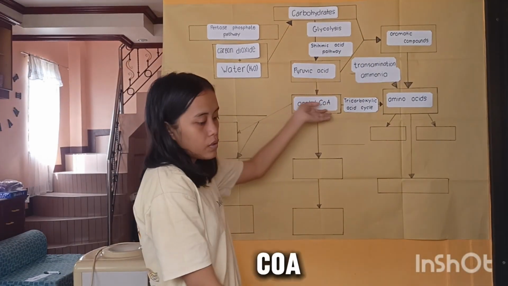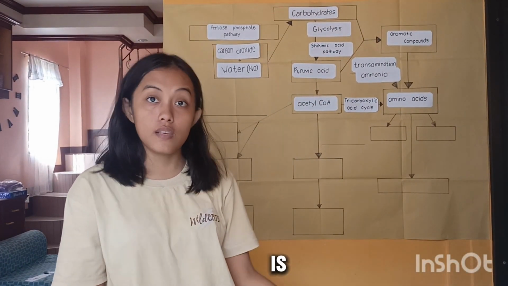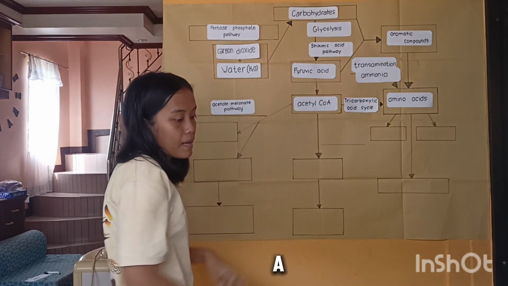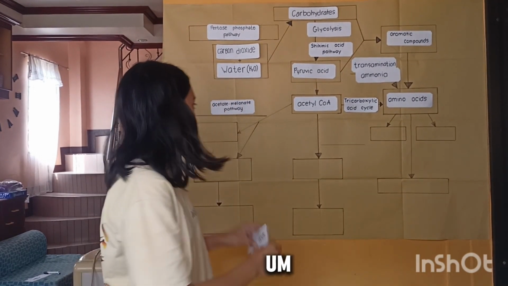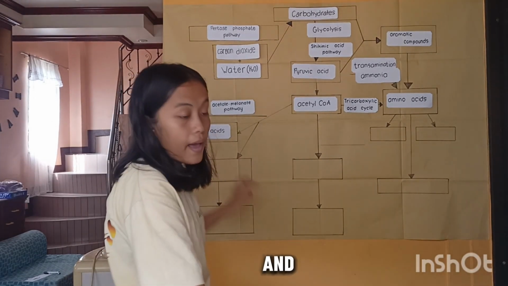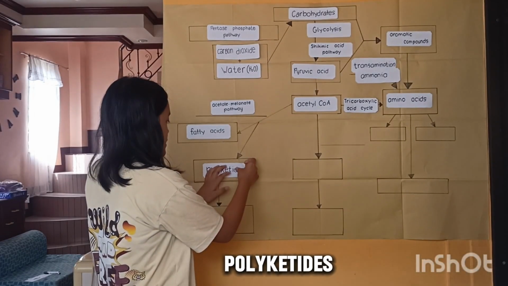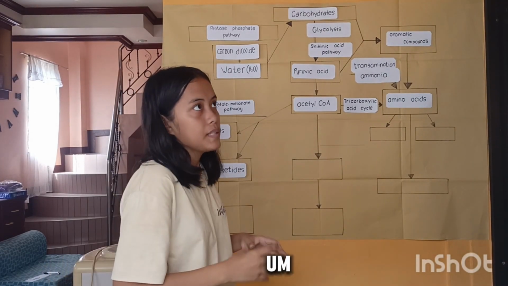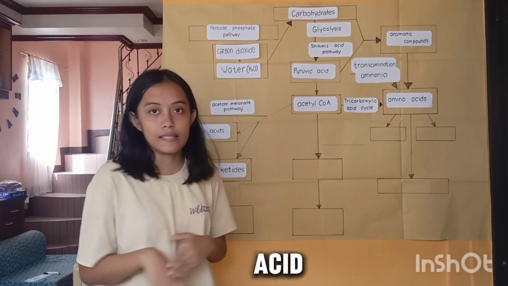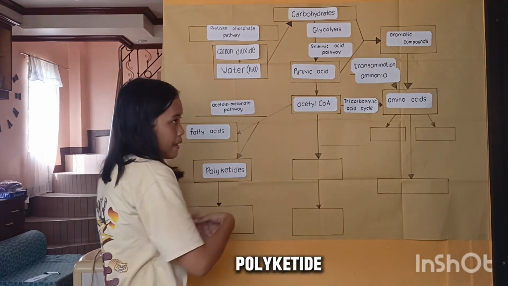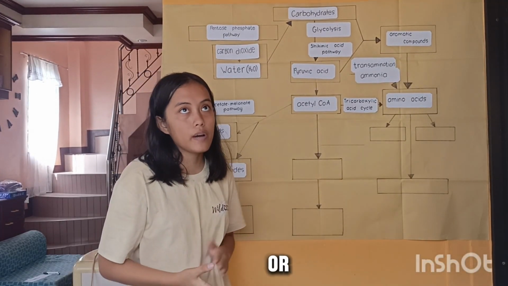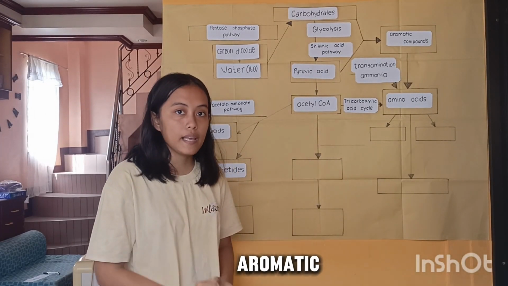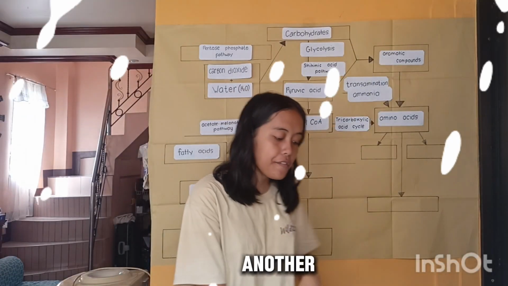Acetyl-CoA is also used in the acetate malonate pathway, a pathway that produces fatty acids and polyketides. The arrow pointing at fatty acid signifies the synthesis of long-chain fatty acids, while the arrow pointing at polyketides represents the production of these compounds, which can form aromatic compounds.